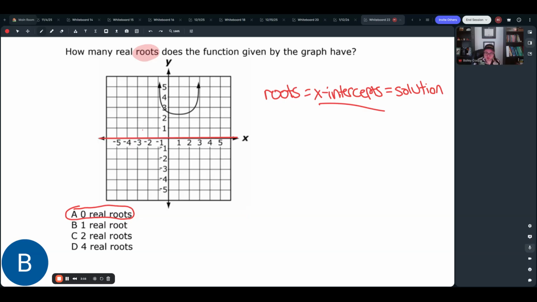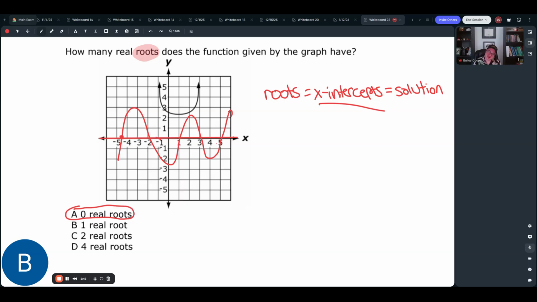Here's an example of 1. If we had something maybe like this, where we only touch at one point, that would be an example of having 1 real root. If we had something like this, that would be an example of like 2 real roots. I don't think there's a way to get 4 real roots just having a parabola. We would have to have some sort of polynomial situation, like maybe this, in order to get 4 roots.